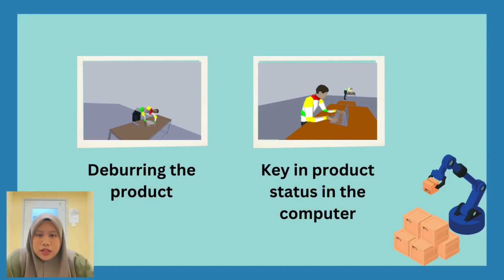So number 4 is deburring the product. When you do the deburring process, you need to bend your body and test to see whether the product is clean or not. When you bend your body, it causes issues with your waist and will cause pain to your shoulder and waist.